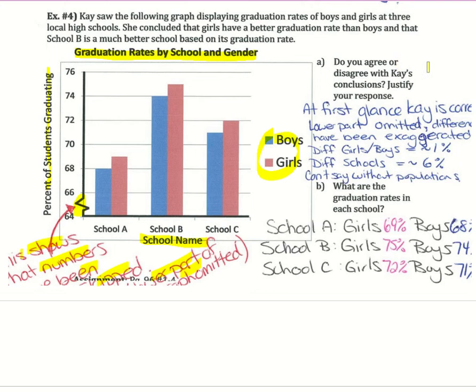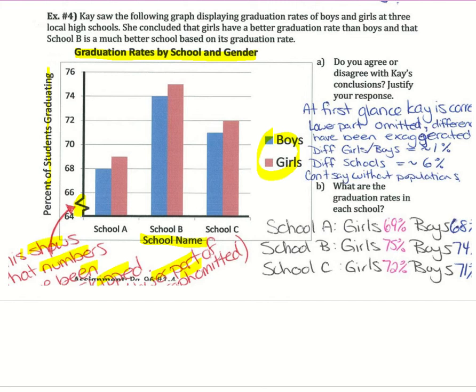And when you look at this, do you disagree with Kay's conclusion? All right, justify your response. So Kay looked at the graduations of boys and girls at 3, and she concluded that the girls have a better graduation rate than the boys, and that school B is much better based on that. So when you look here, I would say that definitely the girls are having a better graduation rate. I would agree with her on that. And school B, right, is much better school based on its graduation.